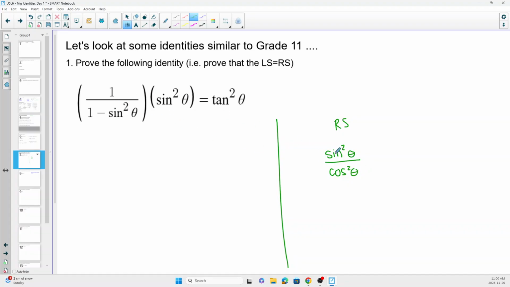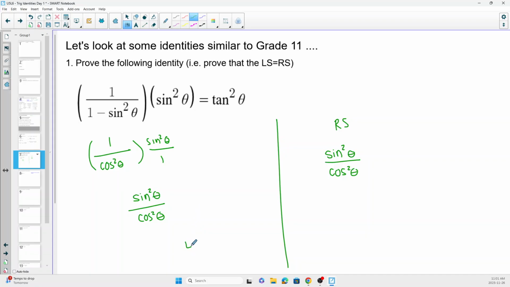So best case is that we get whatever is on the left to look just like this on the right. Now, I am seeing 1 minus sine squared theta, and what I know based on my Pythagorean identity is that sine squared theta plus cos squared theta is equal to 1. So if I subtract sine squared theta from both sides, I get cos squared theta is equal to 1 minus sine squared theta. So I can rewrite this first fraction as 1 over cos squared theta and multiply that by sine squared theta, which is sine squared theta over 1. And when I multiply top and bottom, I get sine squared theta over cos squared theta.